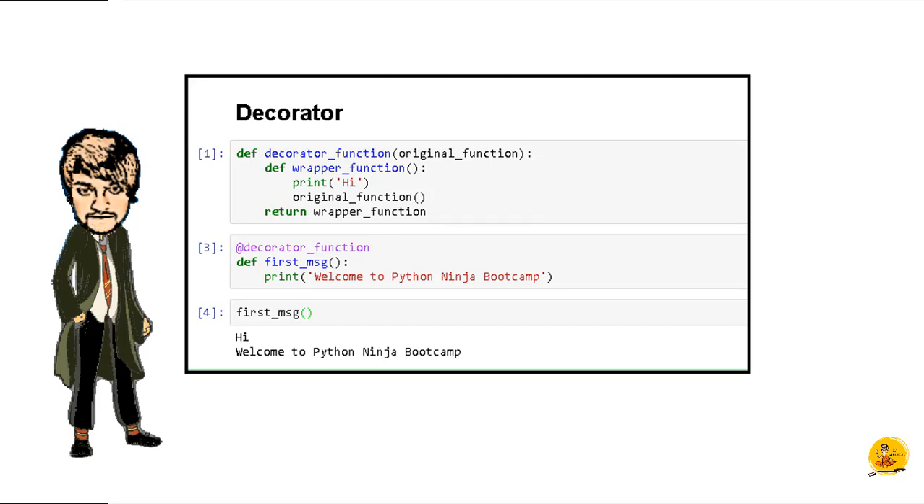The execution is completed here when the first message function is called and it displays the output as hi, welcome to Python Ninja Bootcamp. We could understand from here that the decorator function is adding hi functionality to the display function. This example is very basic to understand the basic working of a decorator. So students are requested to go through this example one more time.